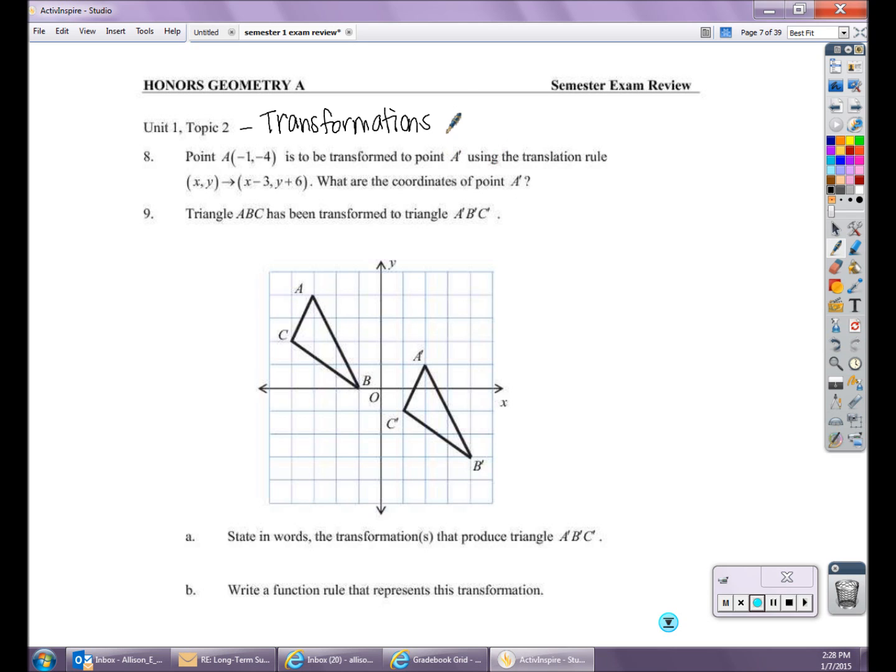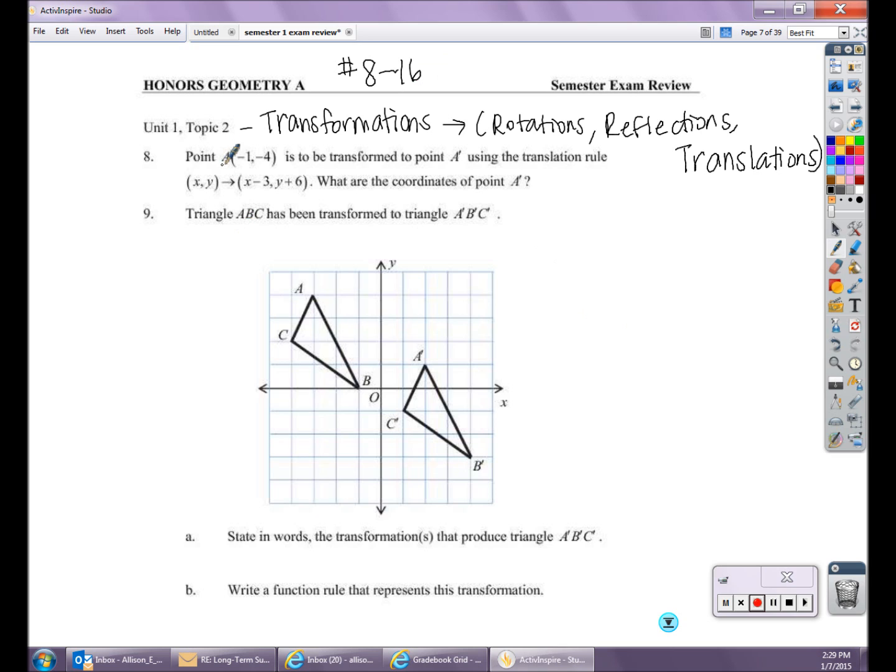There are 3 transformations. There's rotation 90, 180, 270. There's reflections across the x-axis, across the y-axis, and there's translations, and that's just going up, down, right, and left. So we're going to do number 8 through 16 in this video.